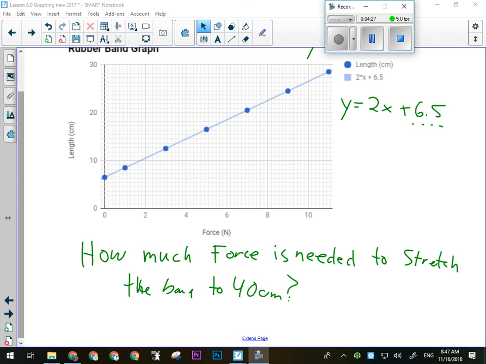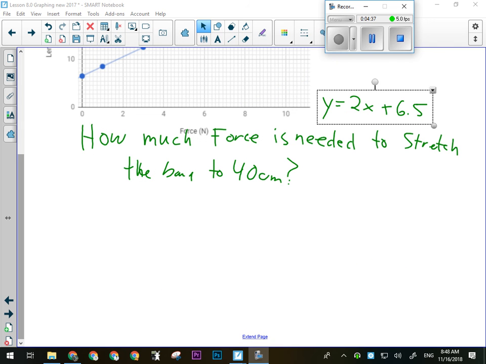Remember that to answer this question, we first have to figure out what's y and what's x, or what values are on the y-axis and what values are on the x-axis, and figure out what you're solving for. So the first thing I have to figure out is, am I solving for a y value or an x value? I'm solving for an x value. Force is on the x-axis.